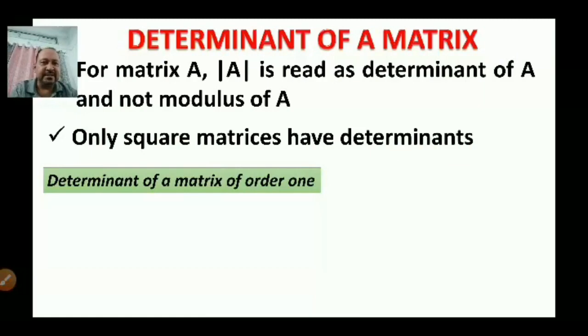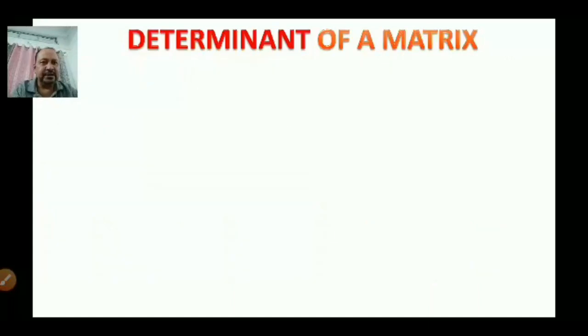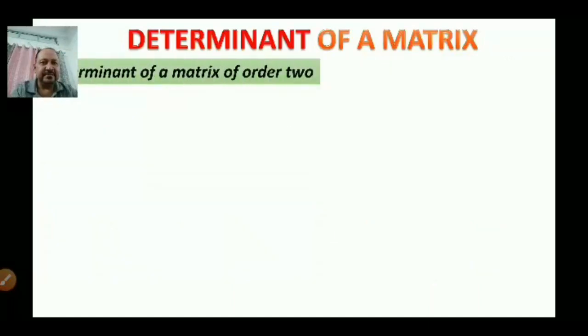Determinant of a matrix of order 1. Let A be a matrix of order 1. A is a single element inside the matrix of order 1. Then the determinant of A is defined to be equal to a. Determinant of a matrix of order 2.